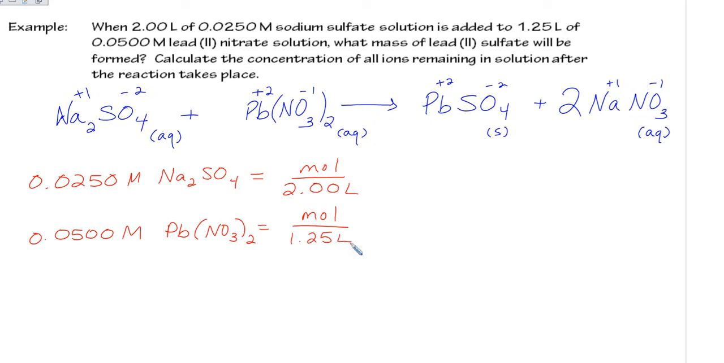That's not so bad. So this is going to be 0.05 moles of sodium sulfate. And then we cross multiply: 0.0625 moles of lead nitrate.